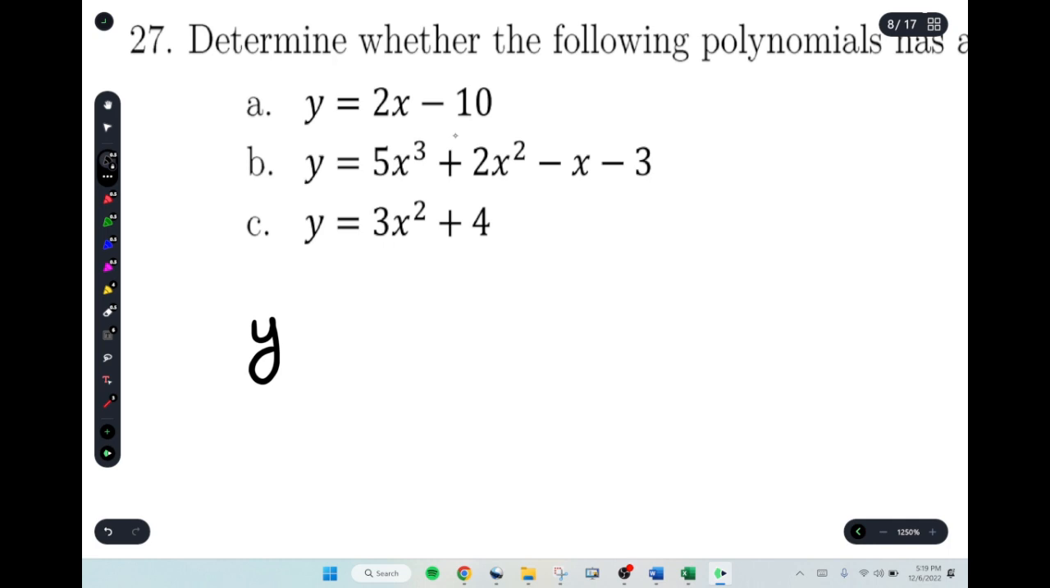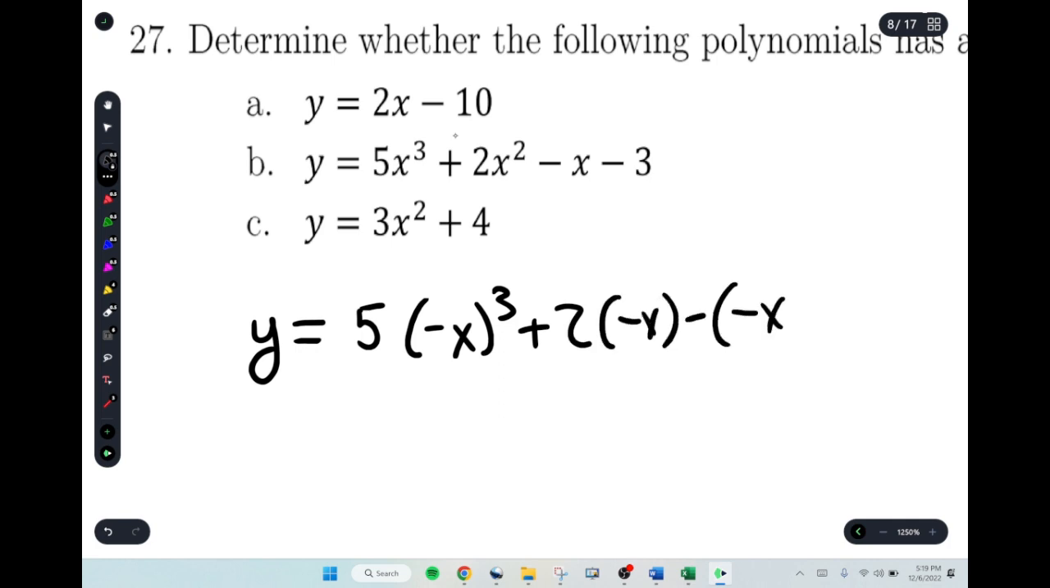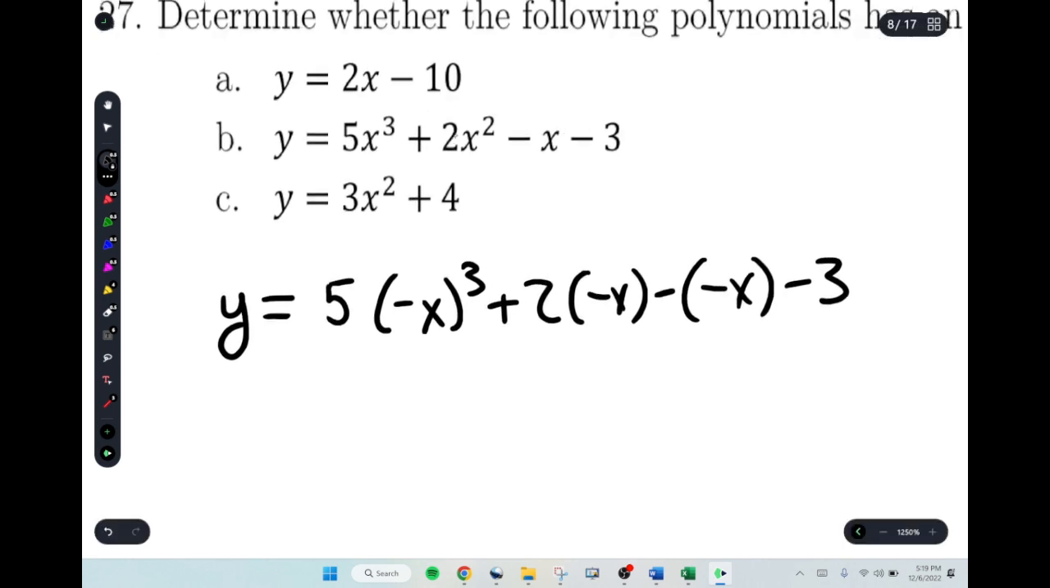Y equals 5 times negative x cubed plus 2 times negative x minus negative x minus 3. 2 times negative x squared. Was it supposed to be? Good catch. Okay. Something interesting happens to some of those and not others of those.